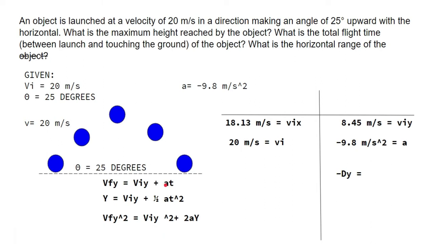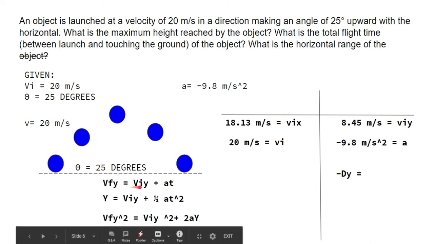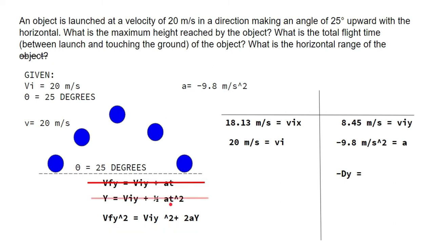Now, looking at this formula, can we use the first equation? Definitely not, because there is no given distance. So we cross this out. Next, for the second equation, although we have a given of y or dy, time is not yet given at this point. So we will cross this out.